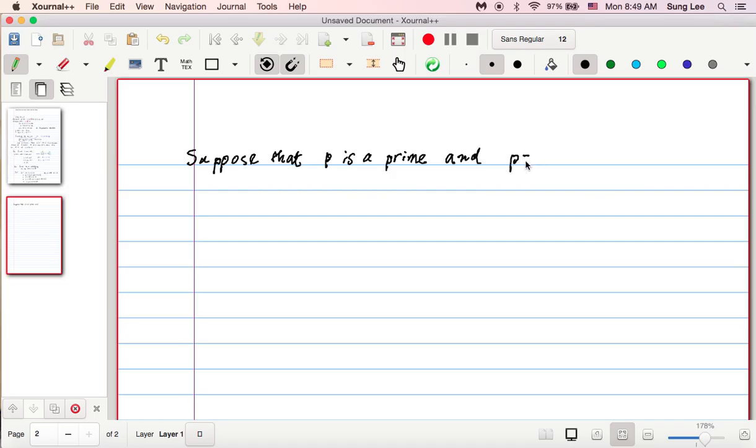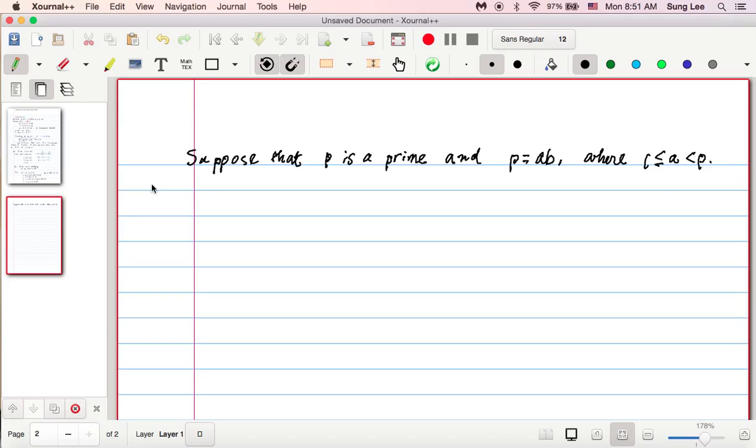P is written as A times B, where A is greater than or equal to 1, less than P. Okay, with this assumption, to give you a heads up, I'll show you that this A has to be 1, so then P is going to be B. So that leads to the notion of a prime number that you are familiar with. So that's where we are heading.